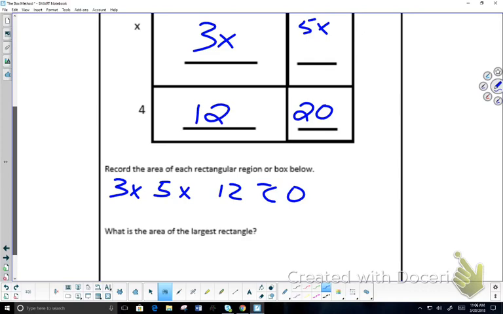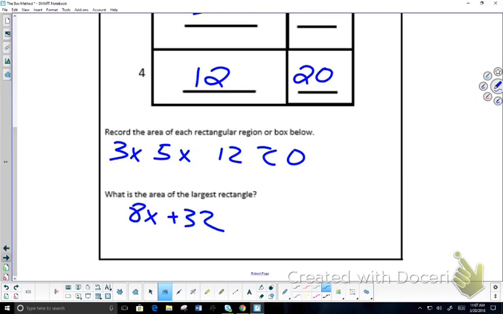I don't know if this is right. I got 247. Okay, well, let's think about it. Are these like terms? Yes. What do you get when you add these two up? Okay, so I got 8x. Are these like terms? What do you get when you add those two up? 32. You okay with that? Okay, so let's try another.